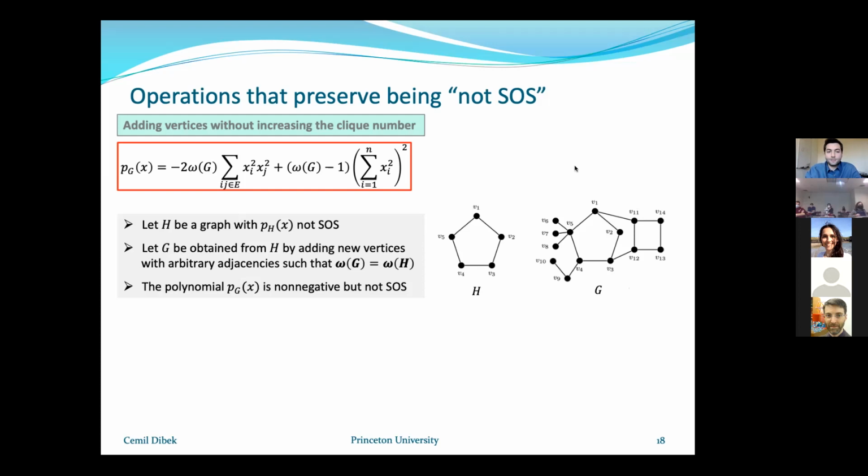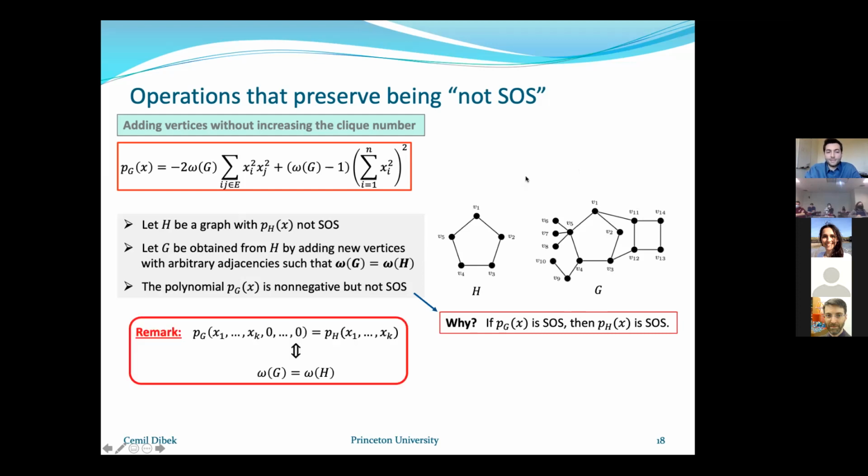So why is that? Because if it was SOS, then the claim is that PHX would be SOS. And why is that? Because of the following remark. Essentially, deleting vertices from a graph corresponds to setting those variables to 0 in the polynomial. But this is true if and only if the clique number doesn't change. And now, if PGX is SOS, you can delete these vertices to obtain H, which means that you can put those variables to 0 in the polynomial.